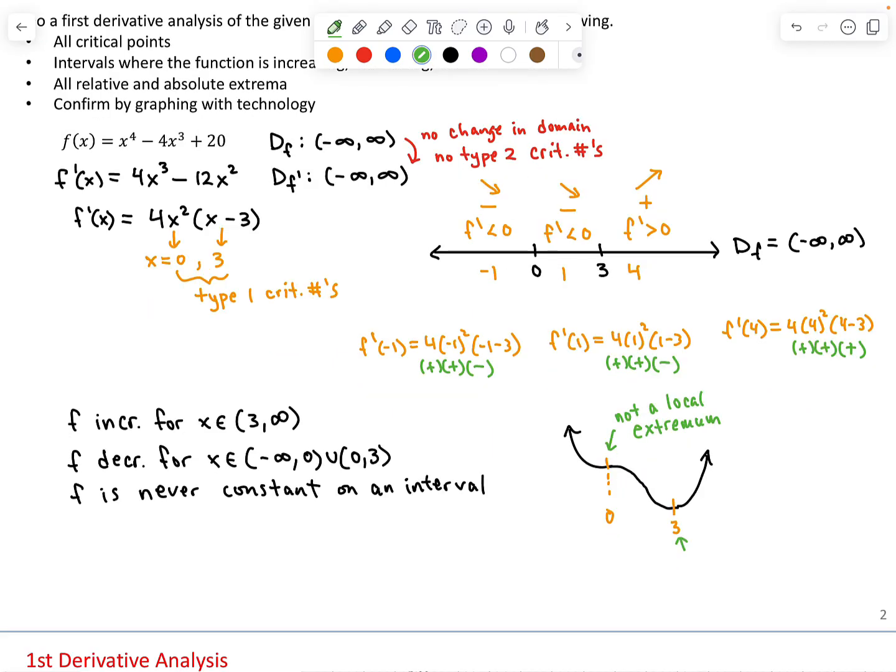But at 3, we're going to have a local min. Also, this will be a global min. A point on a curve can be both. It can be both the lowest point in its immediate neighborhood as well as being the lowest point of the entire graph over the entire domain.